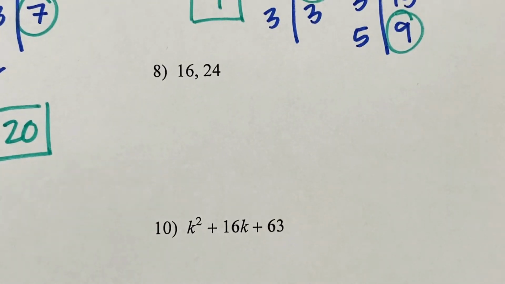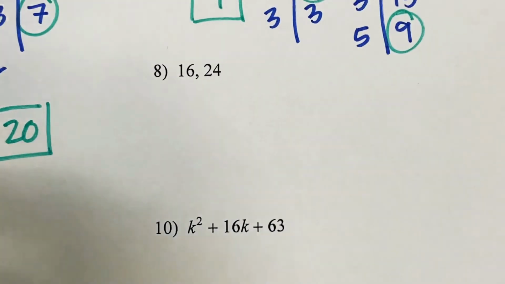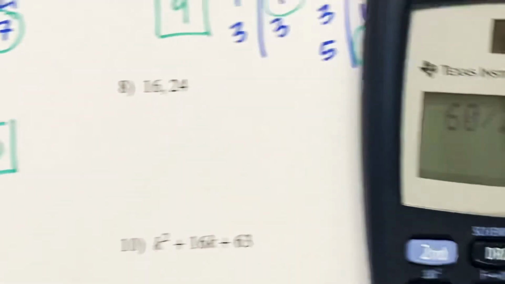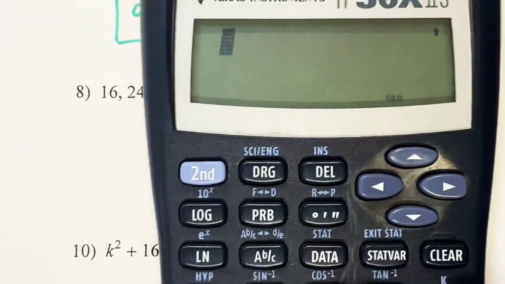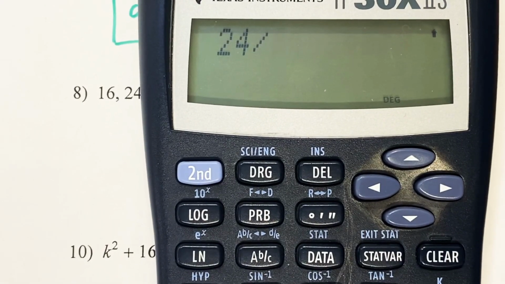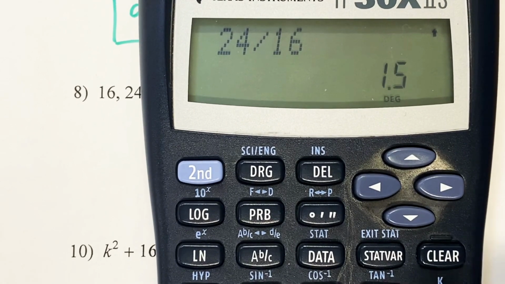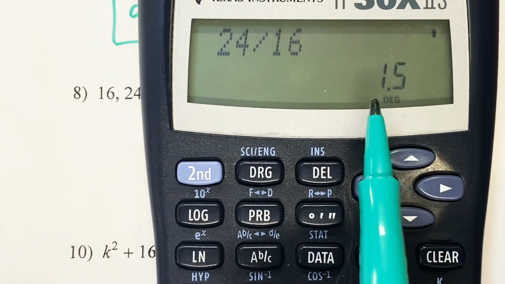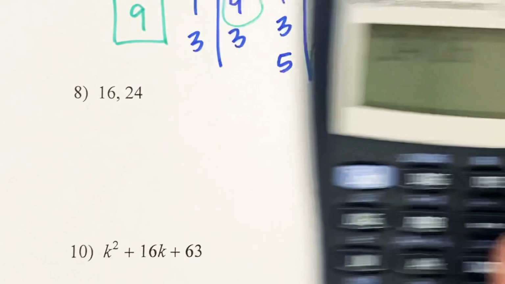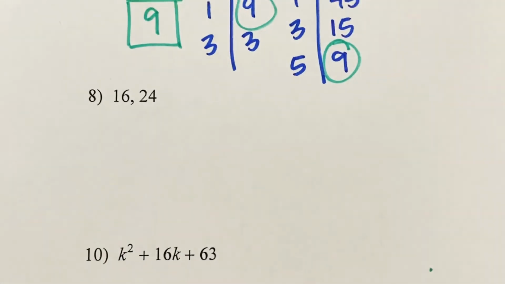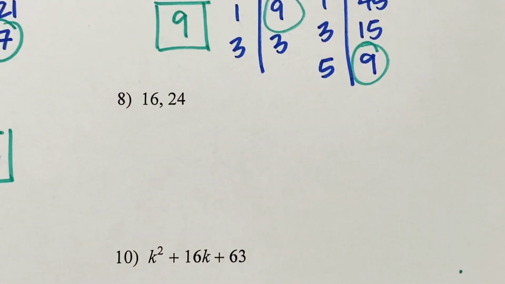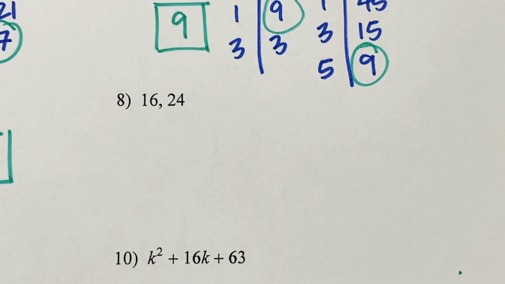Okay, number 8, 16 and 24. Let's try using the trick on this one. Let's take the bigger one, 24 divided by 16. Ooh, see, that doesn't work because it gives us a decimal. It's 1.5. So we know that 16 is not our GCF. We're going to have to use our factor lists to find this one.